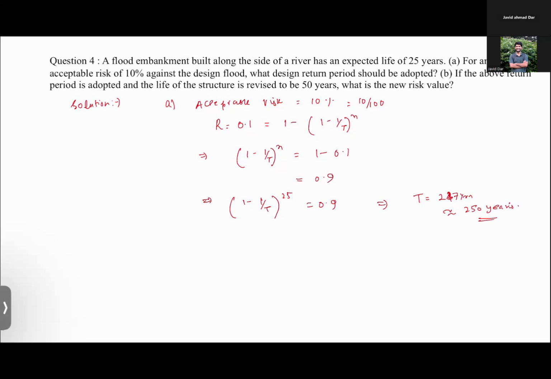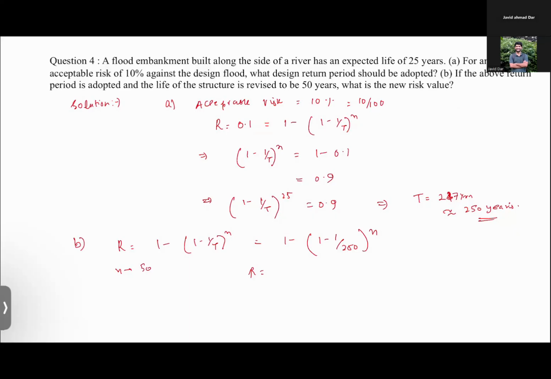So once you estimate the return period, in the second part it says they are using the same return period, but the life of the structure has to be increased to 50 years, which was earlier 25 years. Now, what is the risk if we implement this? The risk is 1 minus (1 minus 1/T) whole raised to the power n. The return period remains the same, 250, and n now goes to 50.